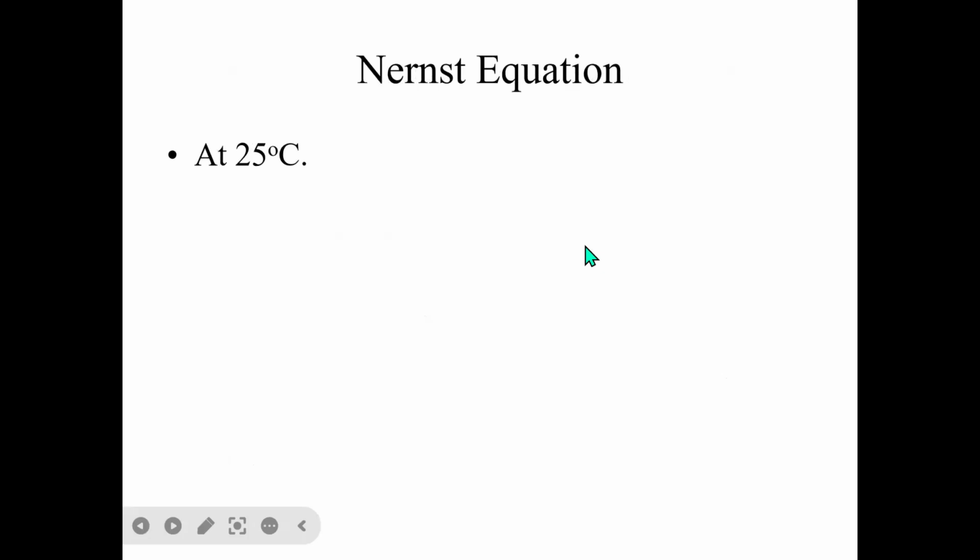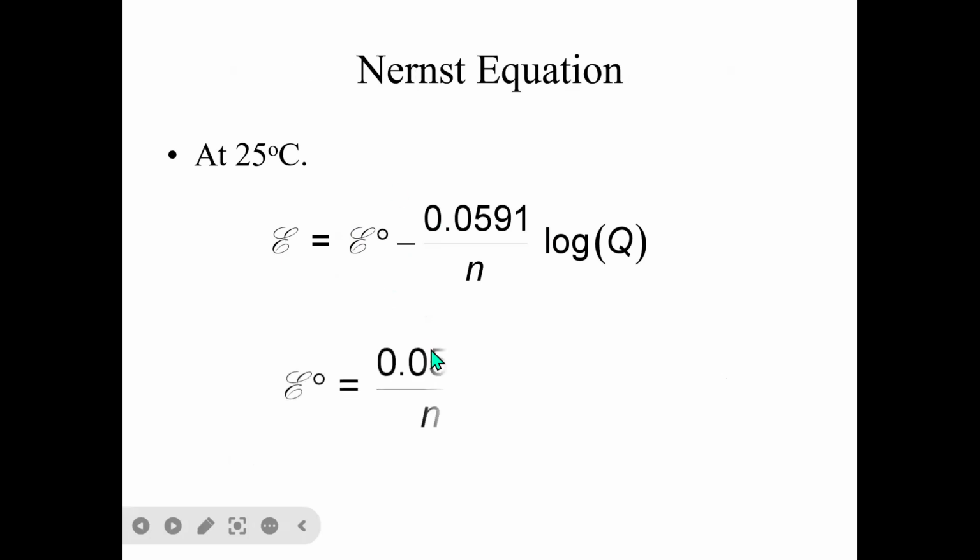The Nernst equation is an equation like this. We have the cell potential, and it is equal to the standard cell potential minus 0.0591 divided by n, times log Q. Q stands for the reaction quotient, or in some other case it can be the equilibrium constant. To express the reaction in terms of the equilibrium constant, we usually take the concentration of the products divided by the concentration of the reactants.